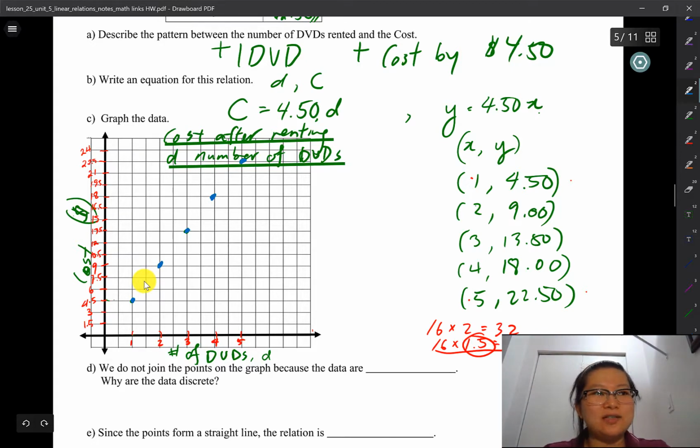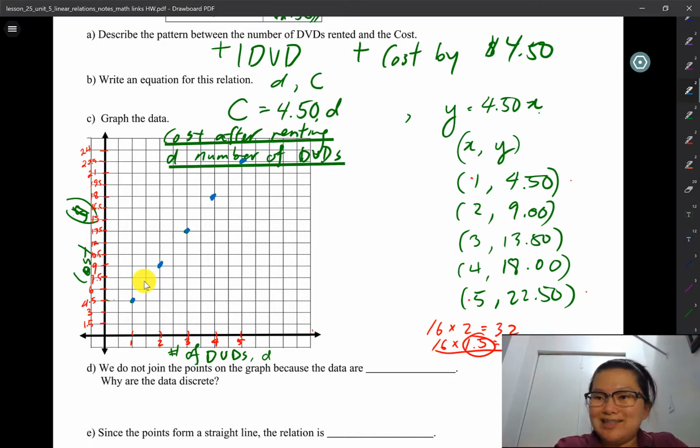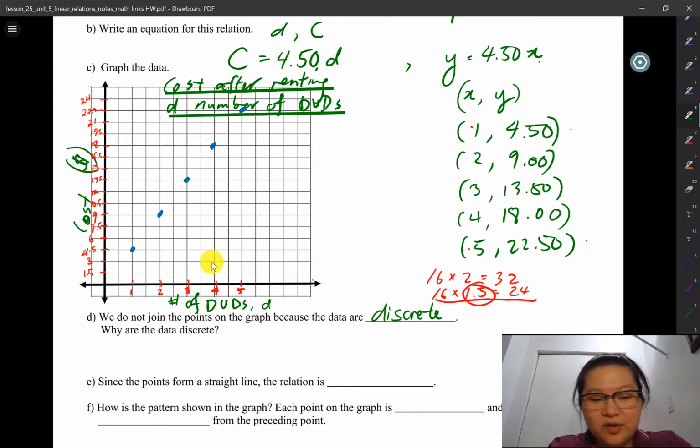You can't go to the store and say, oh, can you cut this DVD in half for me so I can maybe watch half the movie? It doesn't work that way. So from a physical and meaningful standpoint, there is no way to say that you can draw a line through it to show a continuous relationship. What we say instead is that these data points are discrete. And why are these data points discrete? We just told you we can't rent half a DVD.